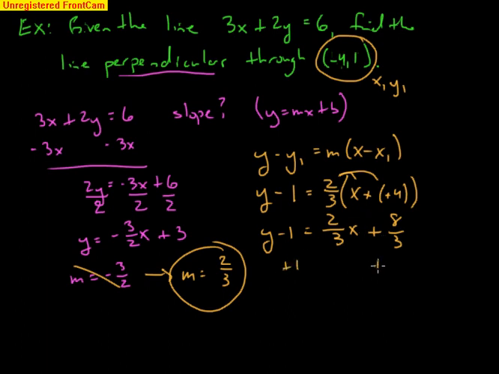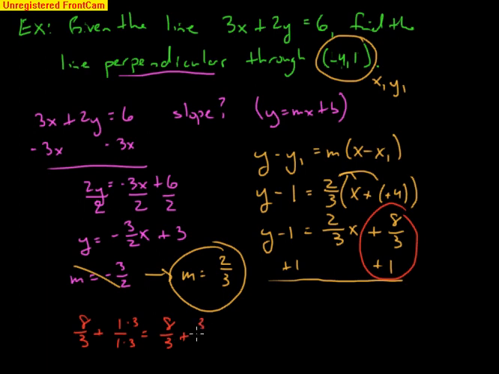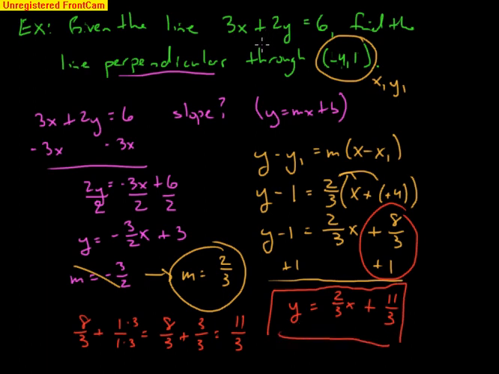Then we need to add 1 to both sides. Okay, so maybe we need to do this on the side somewhere, right? Positive 8/3 plus 1. Well, I can make 1 become 1 over 1, and I need a common denominator. The common denominator would be 3. So multiply the top and bottom of this fraction by 3. We get 8/3 plus 3/3, which would be 11/3. And there's our answer. y equals 2/3 x plus 11/3. And there's your one perpendicular line through the point to that line.